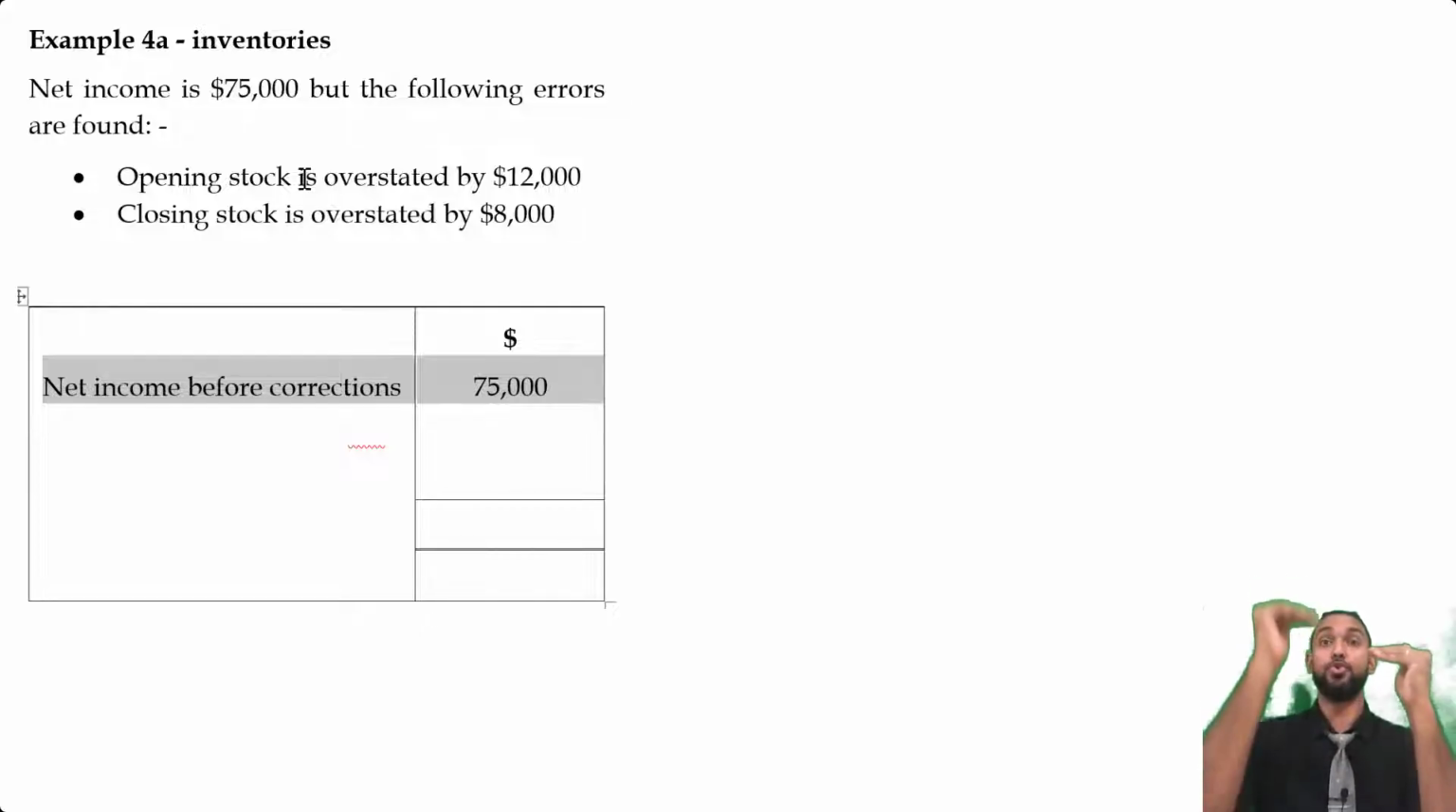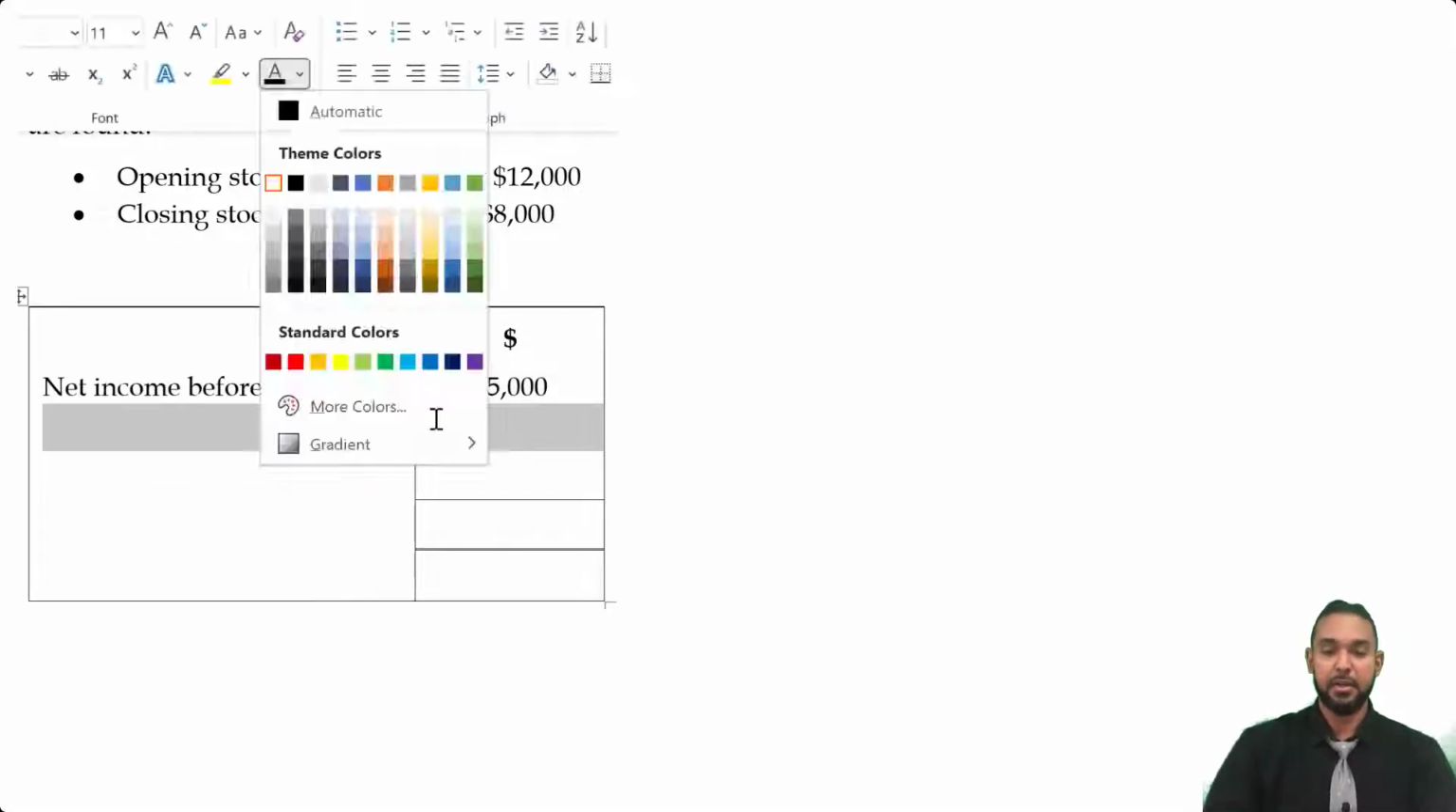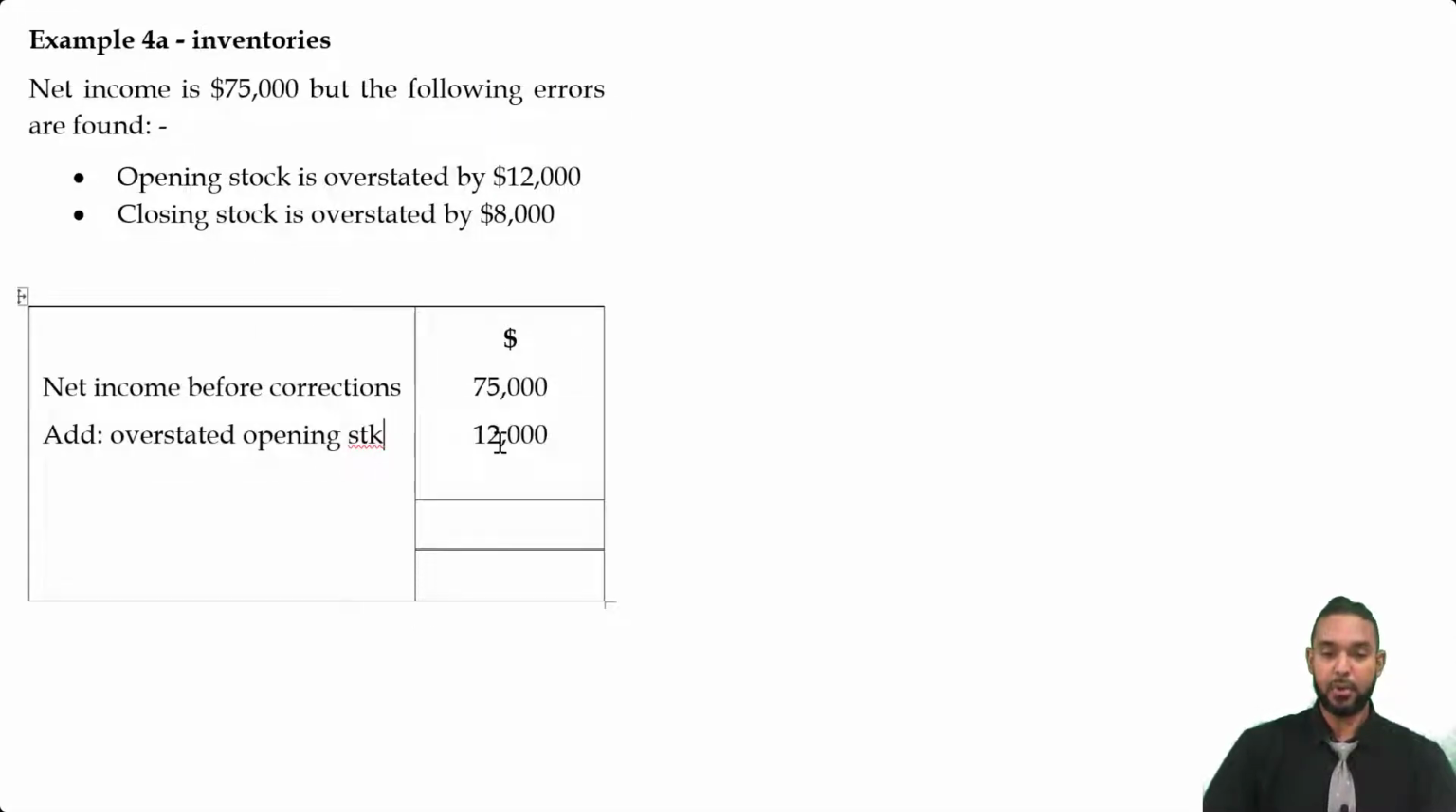So if opening stock is overstated, it's too high. To fix it, we have to bring it down. And when you bring down an expense item, profit goes up. So we are going to have to add the overstated opening stock amount in the process of correcting net income.